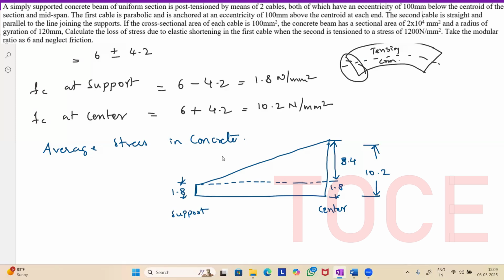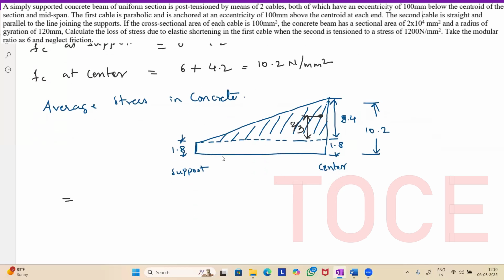Okay. So this is this profile. This profile looks like a rectangle, right? So for the rectangle, the CG lies around two-third of 8.4, right? So somewhere here. So this is 2/3, right? So now let us find out what is the average stress. So that is 1.8 plus two-third of 8.4. Two-third of 8.4. So it will be 7.4 Newton per mm square. Okay. So we got the average FC value. So this is FC average.